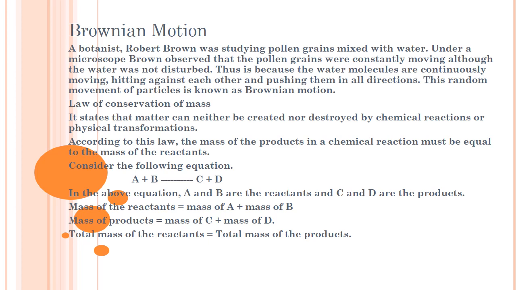Now, the mass of the reactants is equal to the mass of A plus the mass of B, and the mass of the products is equal to the mass of C plus the mass of D. According to the law of conservation of mass, the total mass of the reactants is always equal to the total mass of the products.